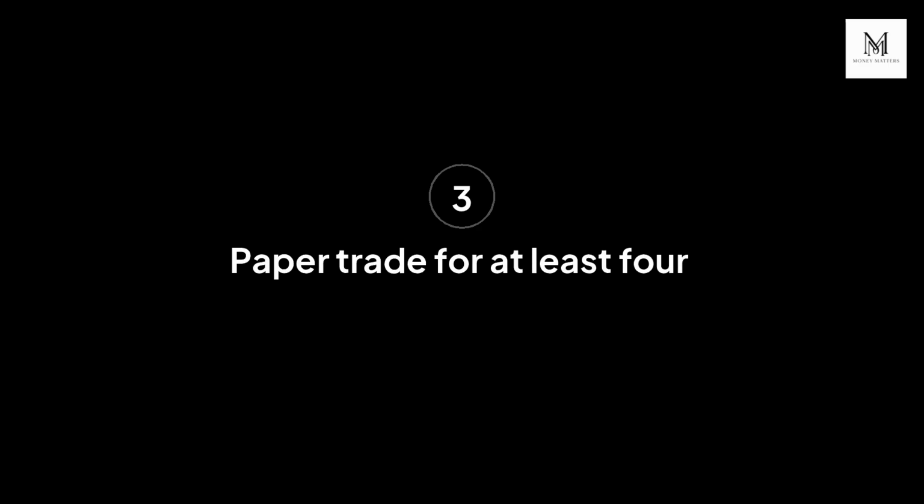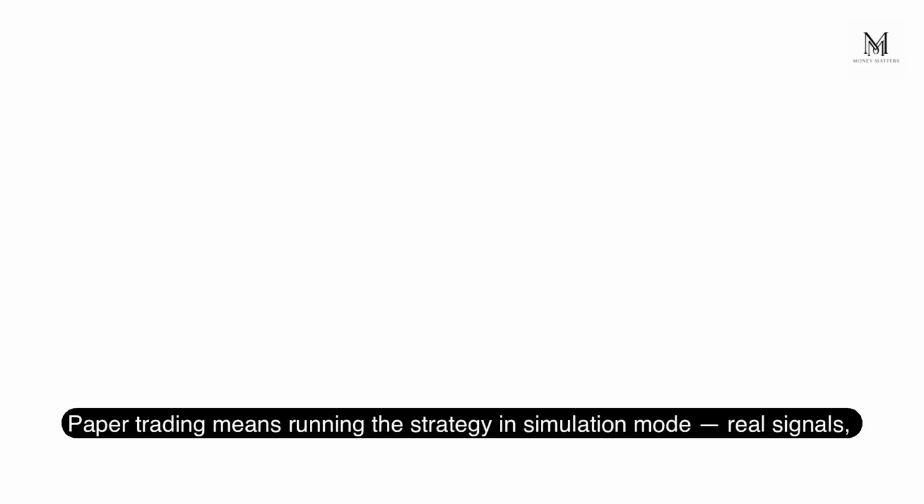Rule 3. Paper trade for at least 4 weeks before going live. Paper trading means running the strategy in simulation mode, real signals, fake money. 4 weeks is long enough to observe how the strategy behaves across a range of market conditions. If the paper trading results diverge significantly from the backtest, stop.